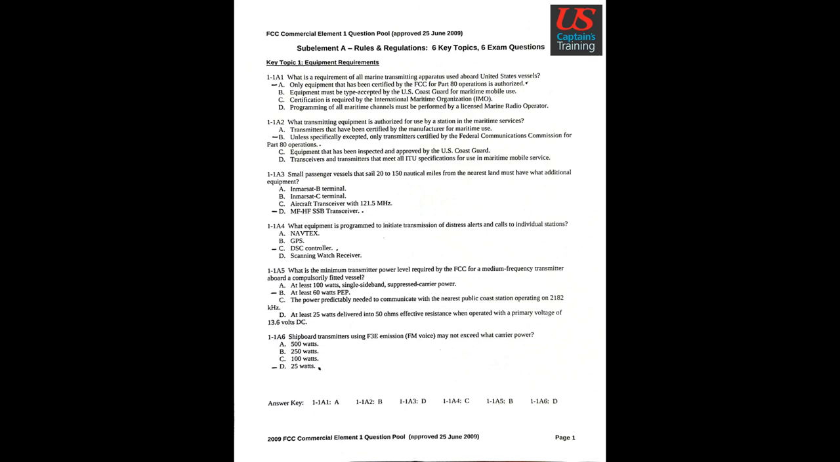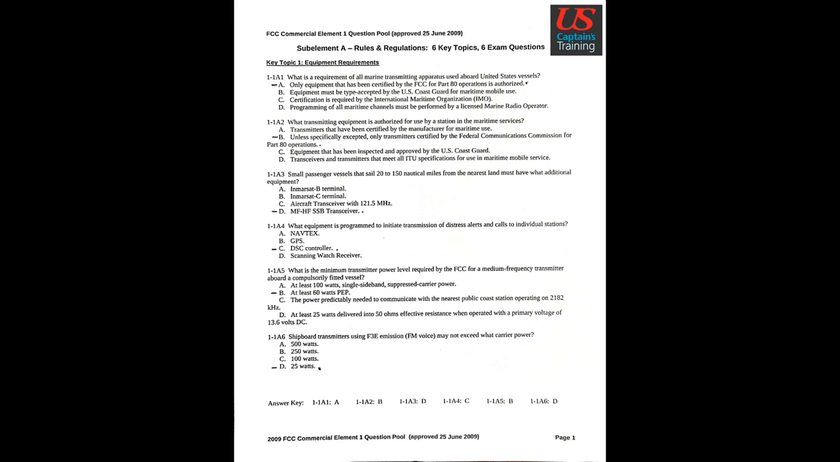FCC Commercial Element 1, Question Pool, approved 25th June 2009. SubElement A, Rules and Regulations, 6 Key Topics, 6 Exam Questions. Key Topic 1, Equipment Requirements.